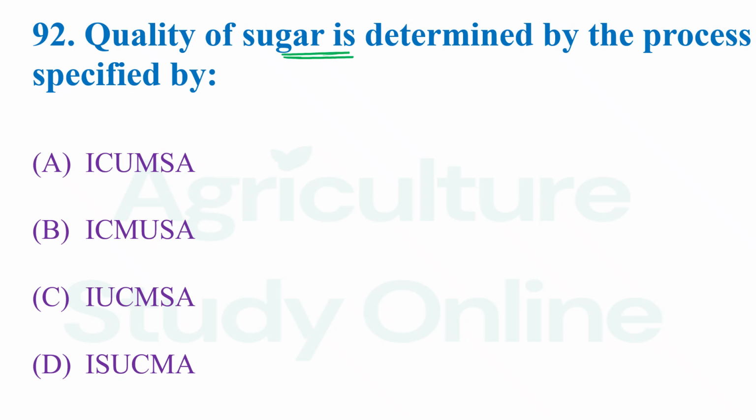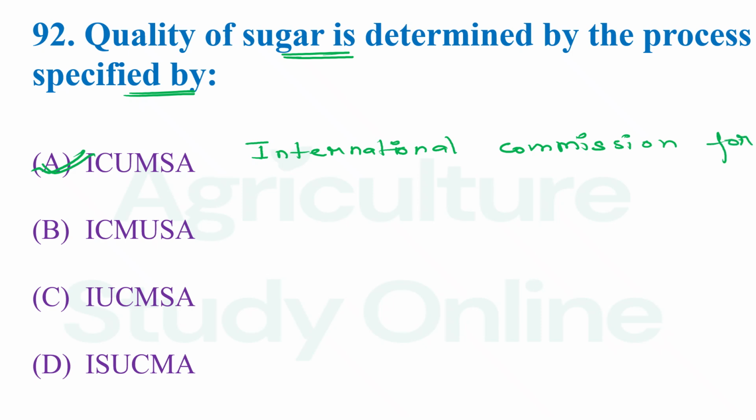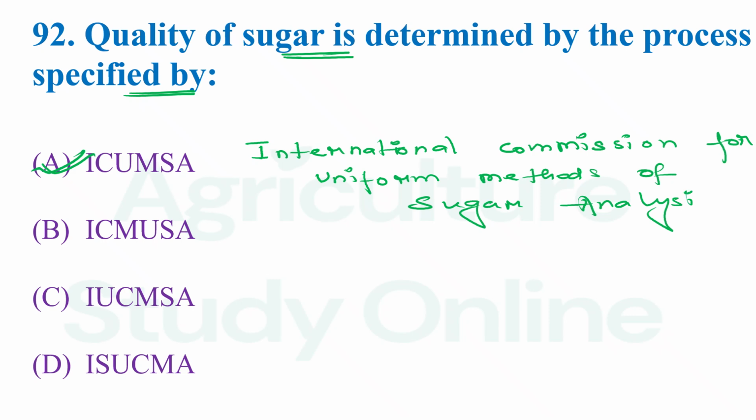Quality of sugar is determined by the process which has been specified by the International Commission for Uniform Methods of Sugar Analysis. Option number A is our correct option. So it provides us standard methods to evaluate sugar quality, its color, purity, ash content, even the turbidity of it.